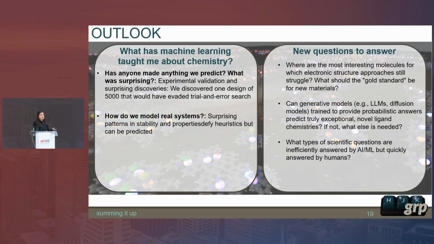And now that we can have AI and ML answer scientific questions, including agentic AI, what types of scientific questions are still answered inefficiently by these approaches, but quickly answered by humans? And a question that I ask myself all the time, of course, is, what is the role of the domain scientist in all this?